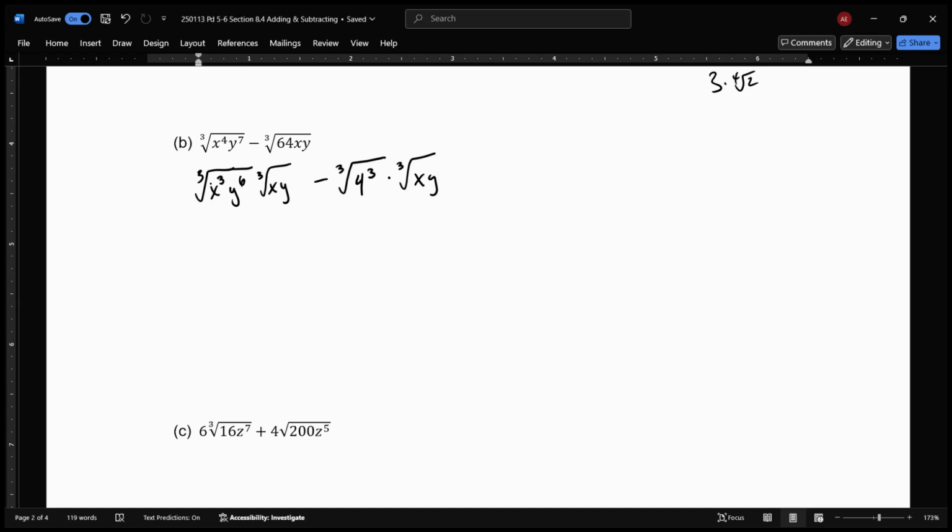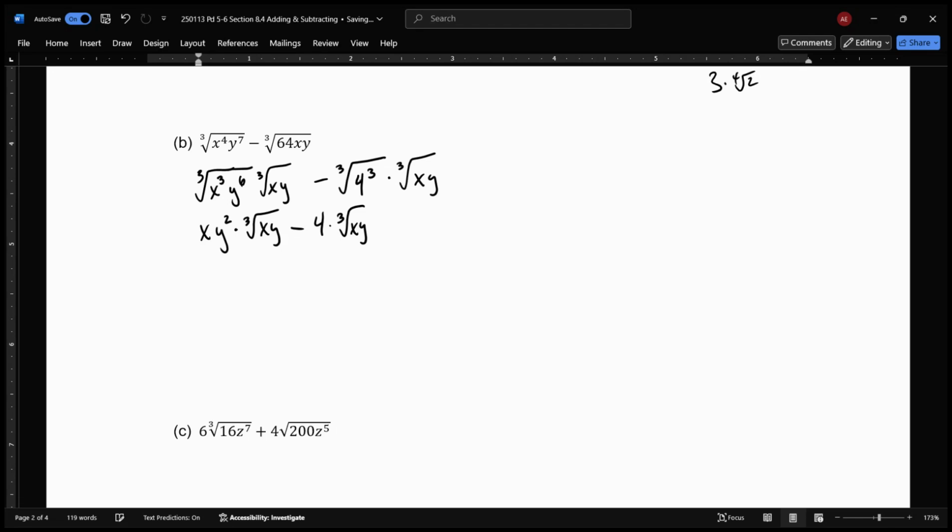And now the cubed root of x cubed is x, the cubed root of y to the 6th is y squared. This is times the cubed root of xy minus 4 times the cubed root of xy. We do have to combine these, right? They are both cubed root of xy terms. Or again, xy squared times the cubed root of xy minus 4 times the cubed root of xy.